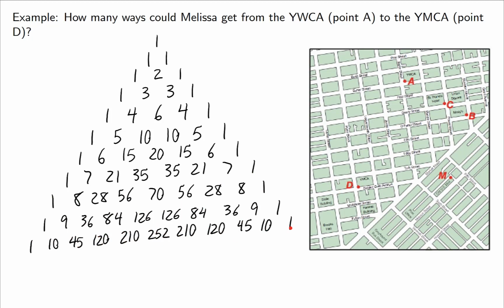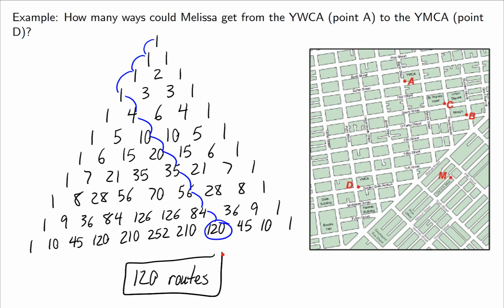And here you have it, Pascal's triangle with 10 rows. So now what we need to do is follow the actual map. You go over 3 and 7 down. So we're going to go 1, 2, 3 over, and then 1, 2, 3, 4, 5, 6, 7. To say that there are 120 routes in order to get from point A to point D. Quite a bit more.